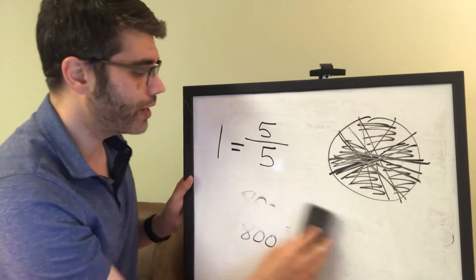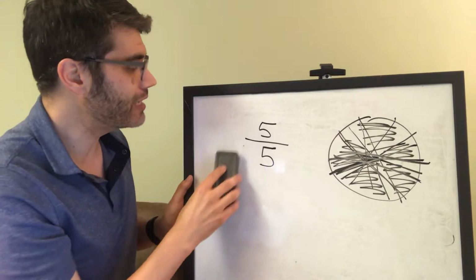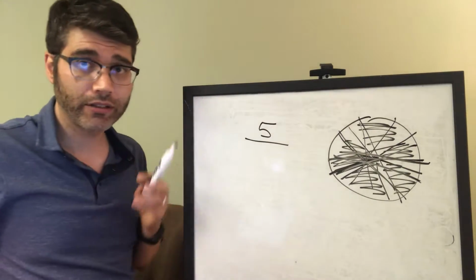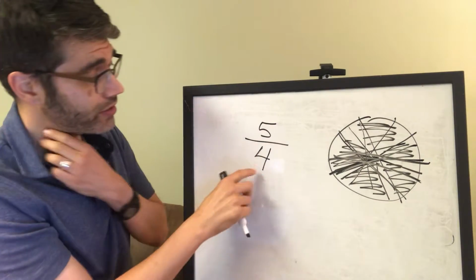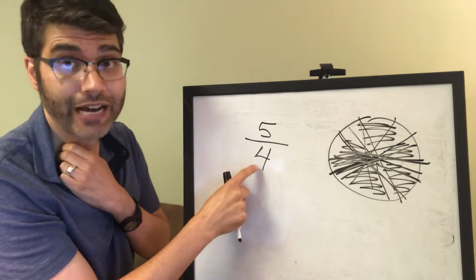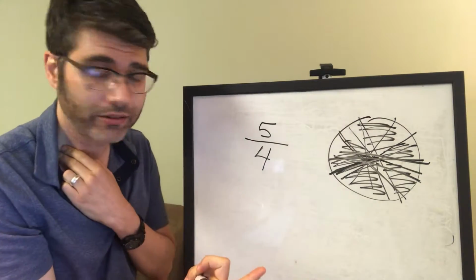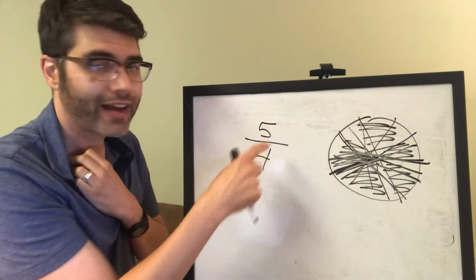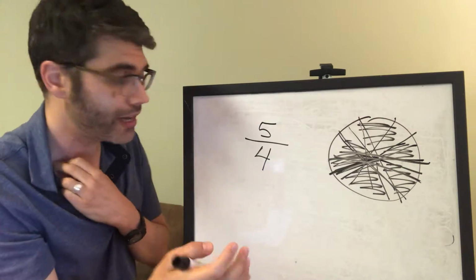What happens when I reduce the denominator? If I reduce the denominator, the overall fraction increases. Look at this. If I go down to 5/4, if I make the denominator down to 4, 5/4 is actually greater than 1. Do you see that? So if the denominator decreases, the overall fraction increases, because 4 goes into 5 1¼ times.